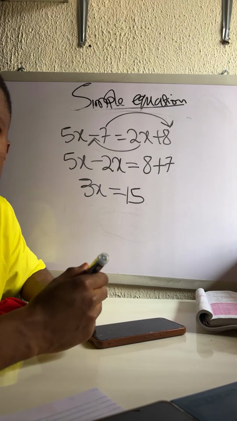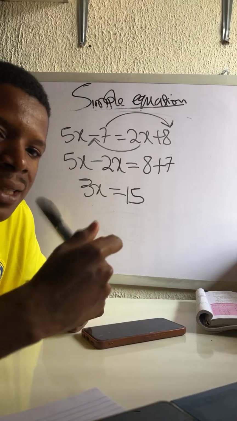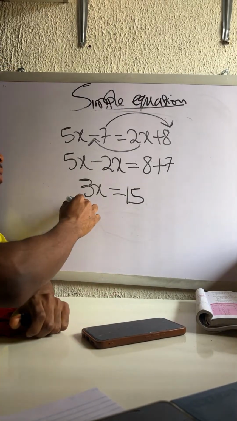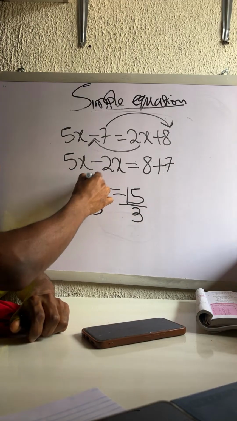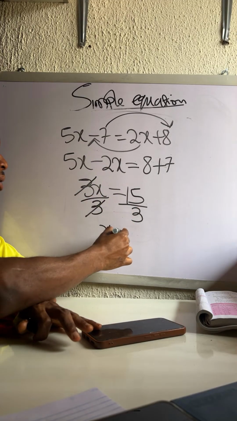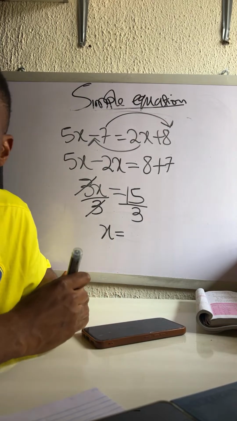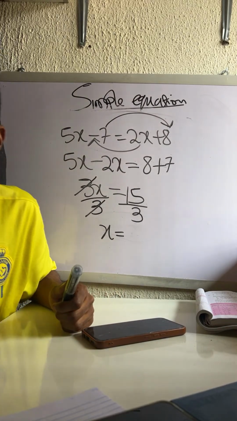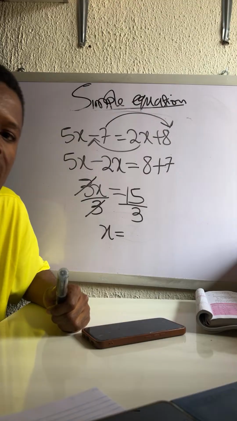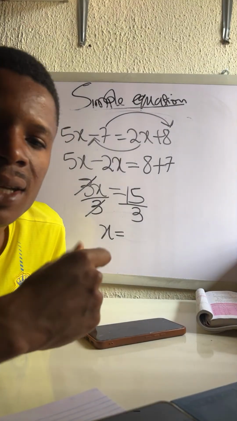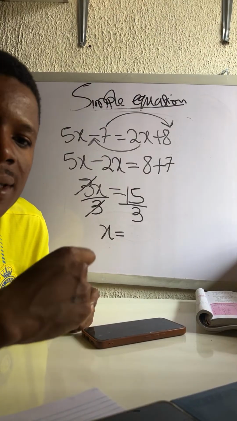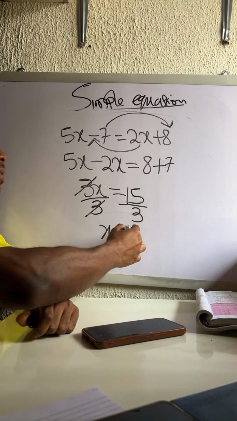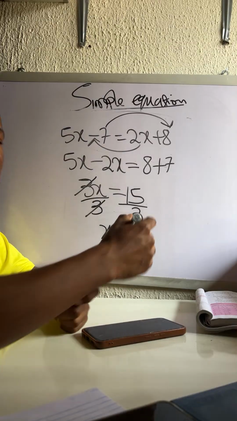Okay? So for us to get the value of x, this is very, very simple. You divide through by 3 and divide through by 3. So when you divide through by 3, you see that x is equals to 15 divided by 3 is what? Thank you guys for commenting. 15 divided by 3 is 5. Okay, so the value for x is 5.